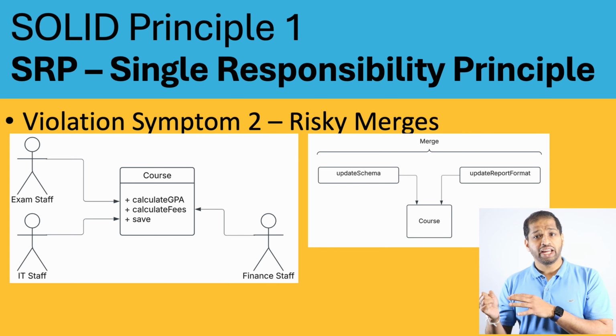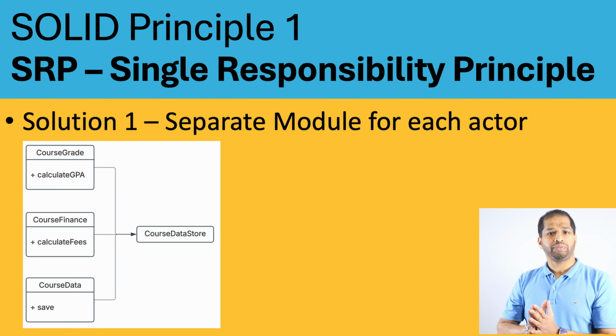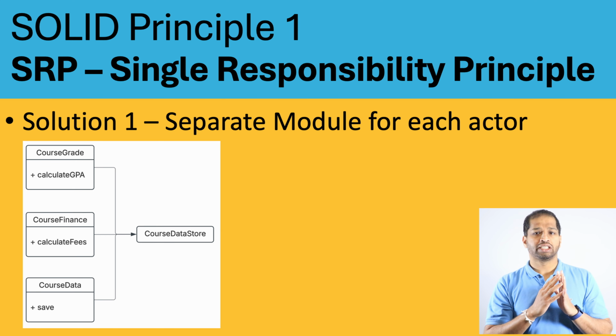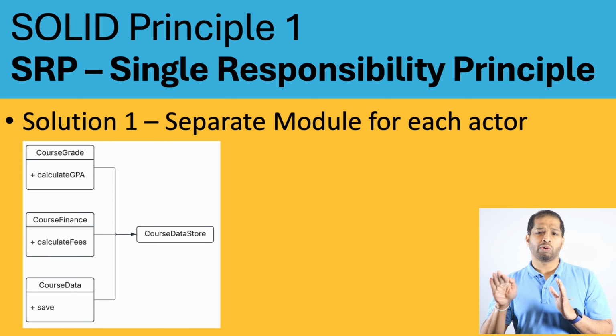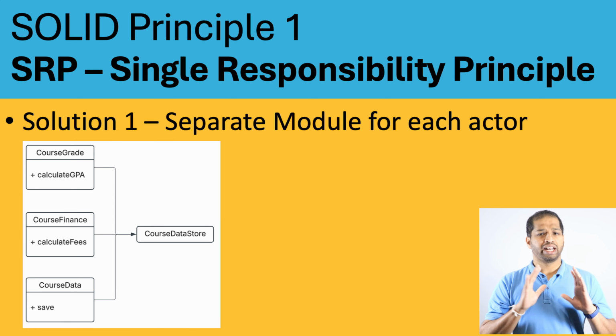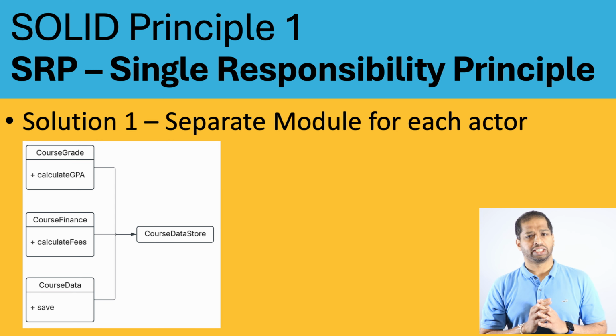So what are the solutions we have for the violations of the SRP? The first solution, as prescribed by the SRP, is to separate the code that different actors depend on into different modules. We might have a CourseFinance class, a CourseGrade class, and a CourseData class, each responsible to a single actor and unaware of the others.